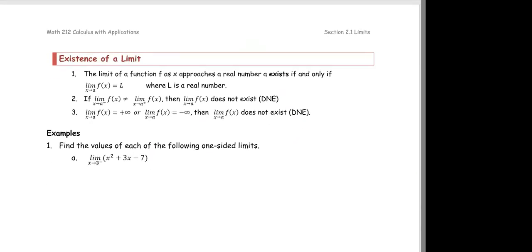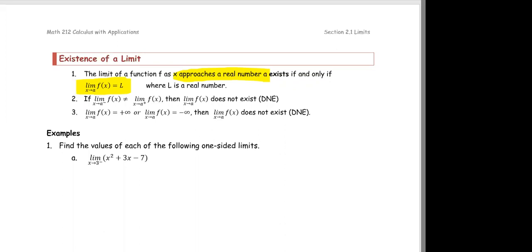And to wrap up this limit concept: the limit of the function as x approaches a real number a exists, or the other way, you can find the limit of the function f, if and only if the two-sided limit, you see no superscript, right, equals any real number. It could be a negative number, zero, or a positive number, as long as the value you can tell is a real number.